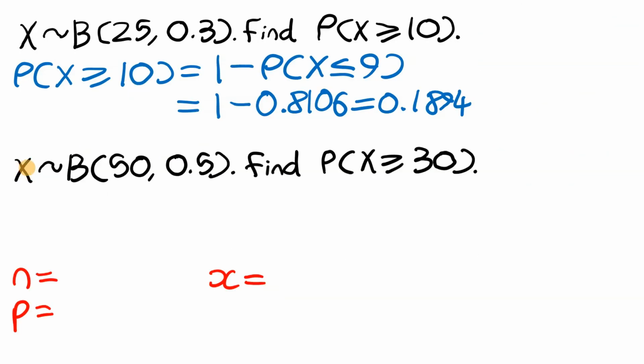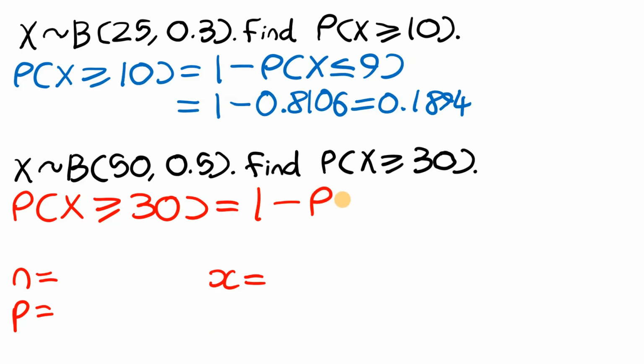Okay, so here's another example like this. So x can be modelled using this binomial distribution here, and we need to find the probability that x is bigger than or equal to 30. So the probability that x is bigger than or equal to 30 is equal to 1 minus the probability that x is less than or equal to 29, and this we can put into our calculator.